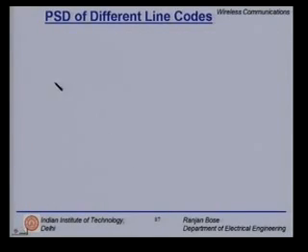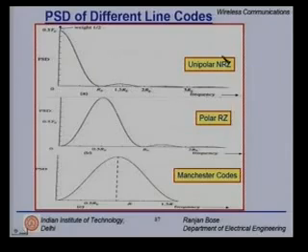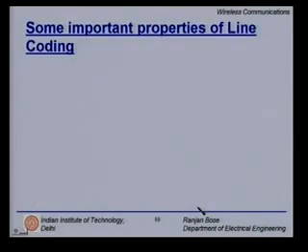Now, let us look at the power spectral density for different line codes. Here you have the unipolar NRZ, where we have high energy at the DC or close to the DC level, which is not desirable. Here is the polar RZ, where we shift the peak away from 0, and then there are the Manchester codes, which look like this in the frequency domain. And there are many other techniques for line codes.